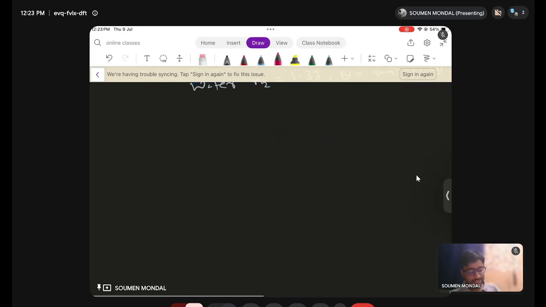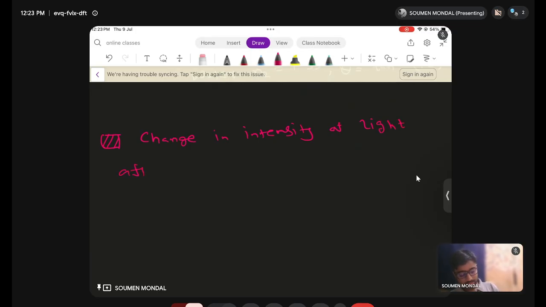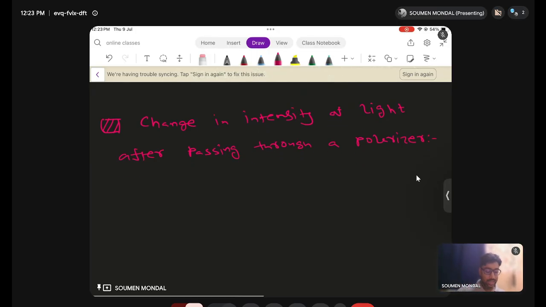Now let me discuss one important factor: change in intensity of light after passing through a polarizer. That we are going to discuss in the upcoming discussion.